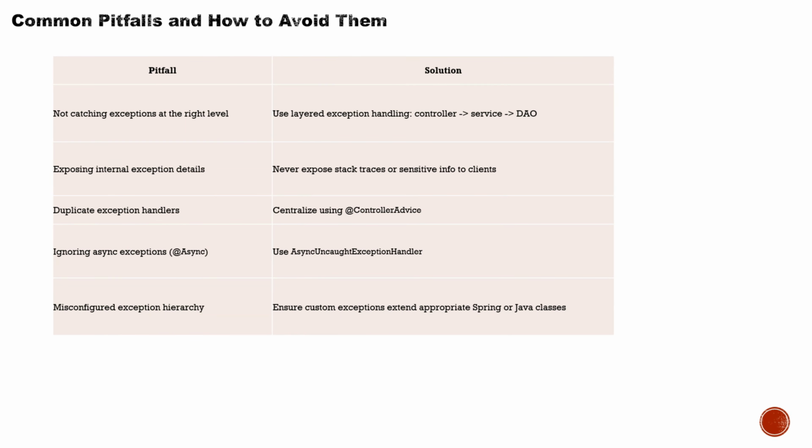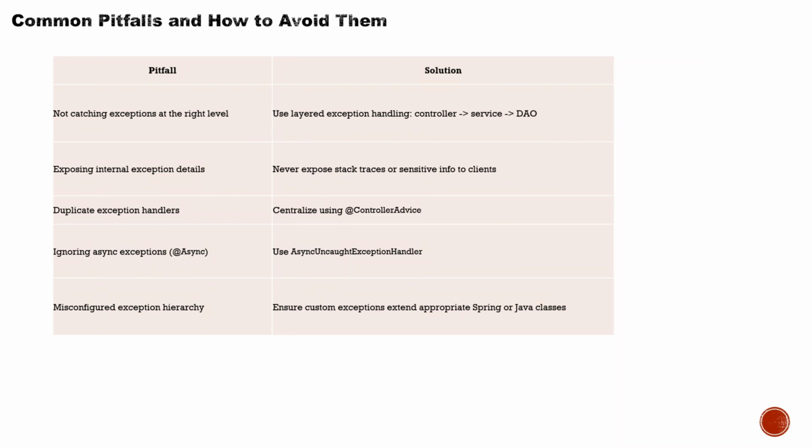Now there are some common pitfalls we'll discuss, and how you can avoid them. If you look at the first row, you are not catching a certain kind of exception at the right level, right? In order to do that, you have to have your layers of exception handling. Let's say the starting point is the application. The application has the controller, then the service, the DAO layer, then the repository and other things, right? So at the right location you have to handle those exceptions.